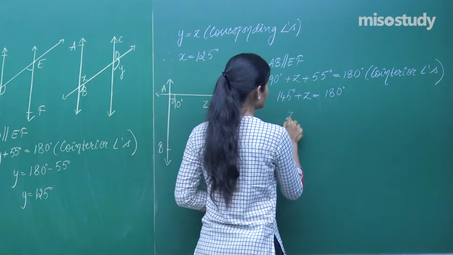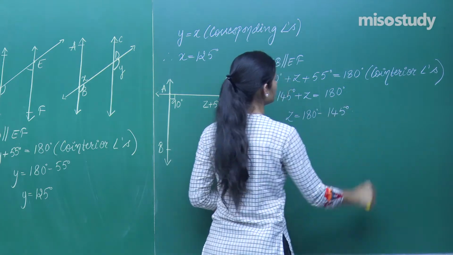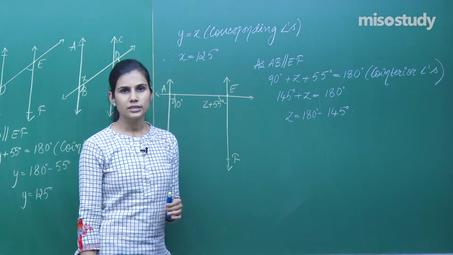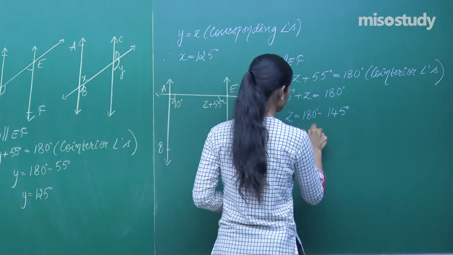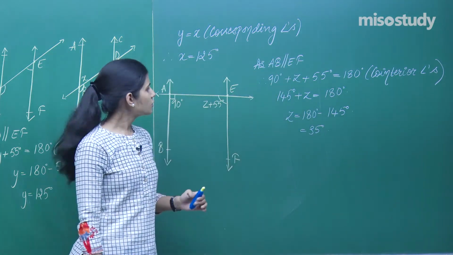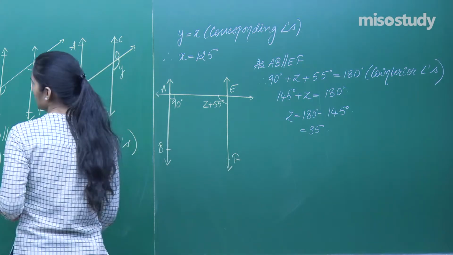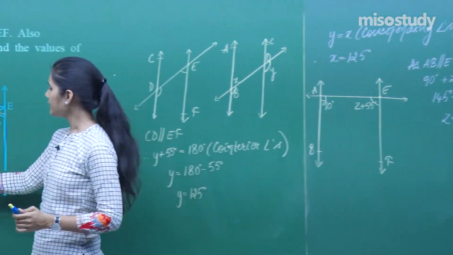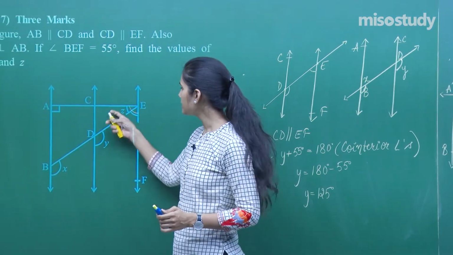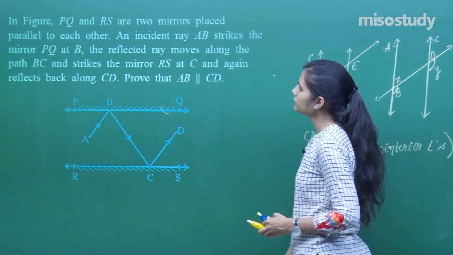Then you have Z as 180 minus 145, right, which is 35. Okay. So 180 minus 145 is 35, Z has measured 35. We have computed the measure of x, y and z. X and y both are 125 and Z is 35. Moving to the next question.